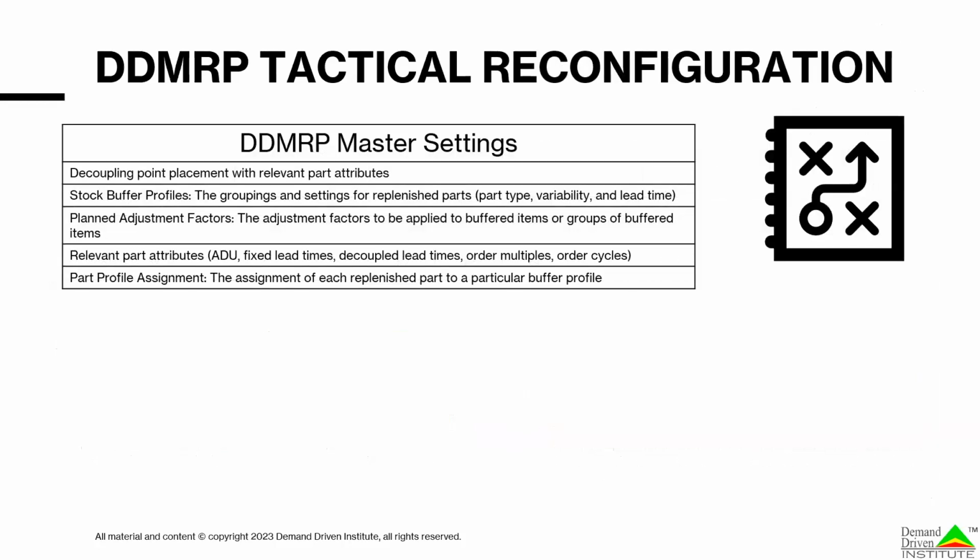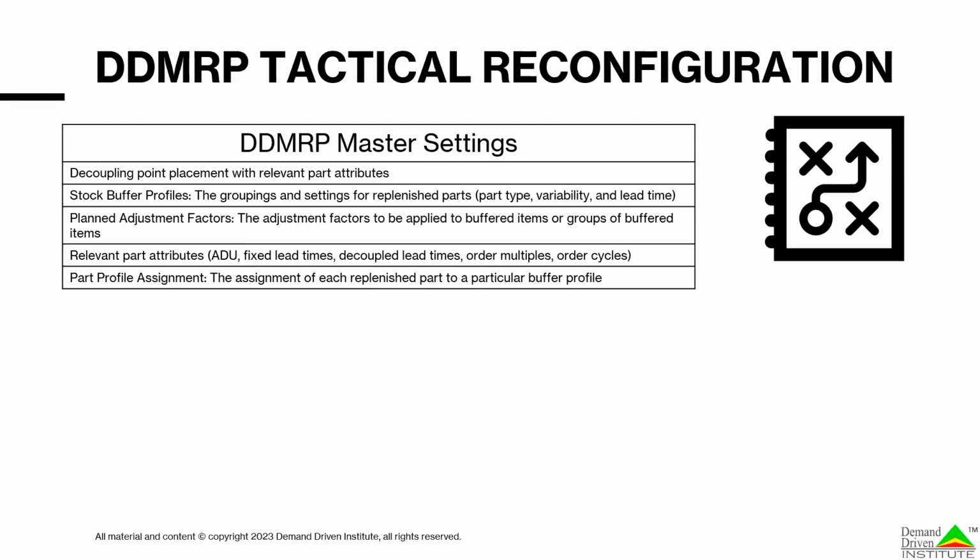Based upon review, based upon projection, now we look at reconfiguration. And we're going to push on specifically with just DDMRP. Remember, I'm only talking about stage 2. This is dipping the toe in the water, right? Are decoupling points in the right spot? Do we have the right profile settings and values? Do we have planned adjustment factors that we have to initiate on certain decoupling points? Do we have to change part attributes?